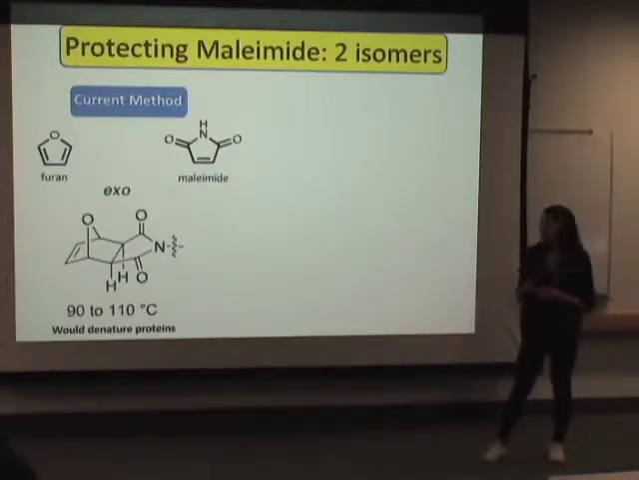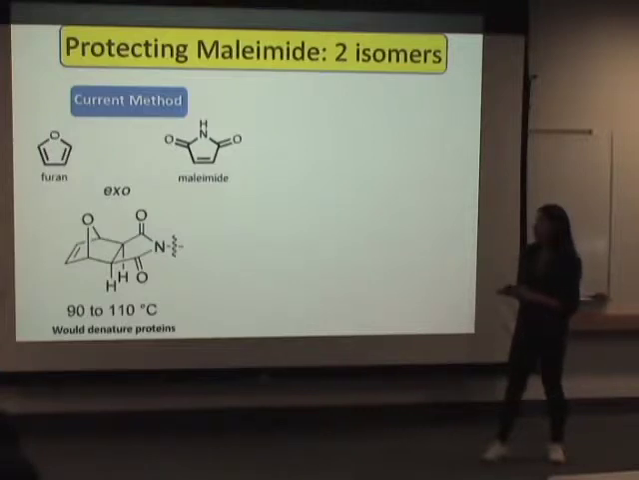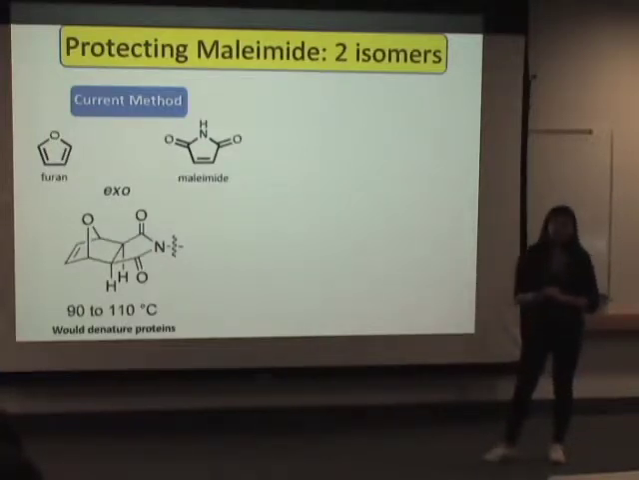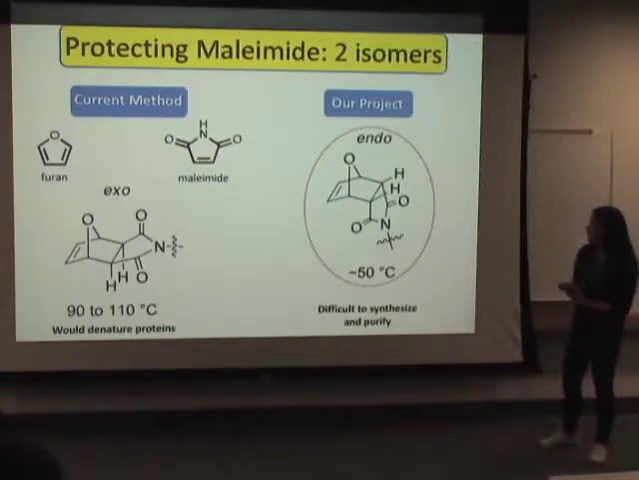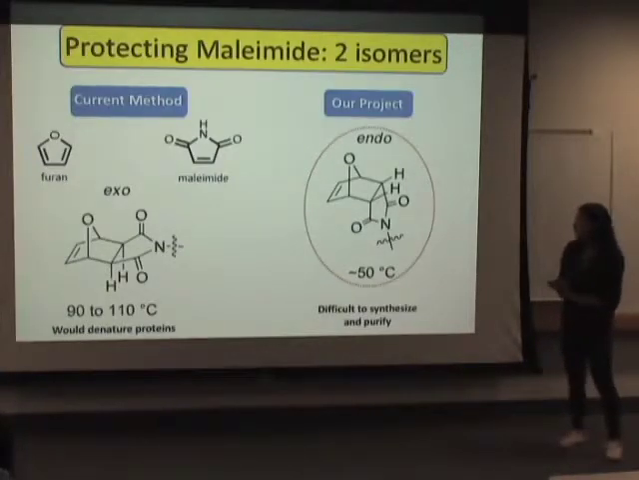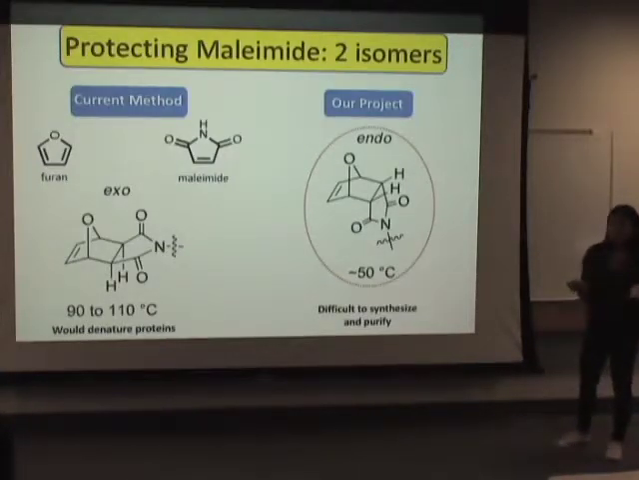And when we run this reaction, we form two isomers. Isomers are just compounds that are made up of the same atoms, but they have different conformations. So you can think of it as either a closed book or an open book. This isomer is called exo. It is the more favorable isomer, so we can easily push it to 100% exo.